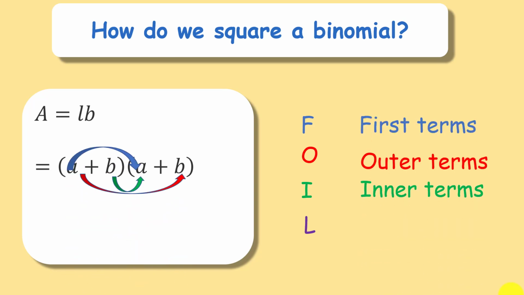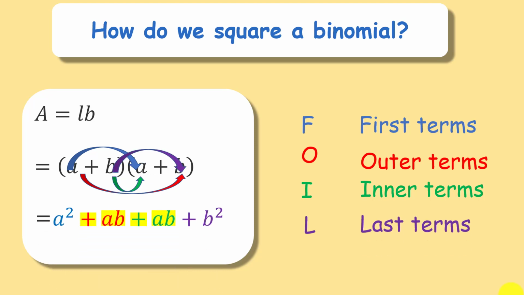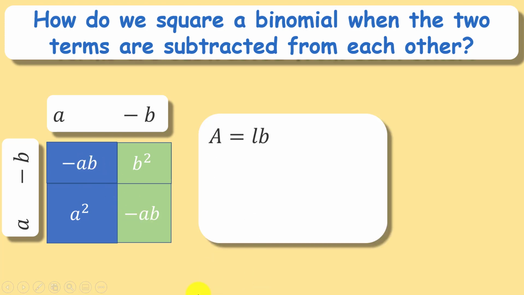If we multiply the first, the outers, the inner, and the last terms, we will have an extra step though, because we will have to add the two middle terms, which are exactly the same, ab plus ab. What if we square a binomial, but the two terms are subtracted from each other? Well, almost exactly the same thing will happen. This a will give us a squared, but remember a negative b squared will give us a positive b squared. And then we'll have a negative ab and a negative ab, which means there are two negative ab's. Let's see what happens.